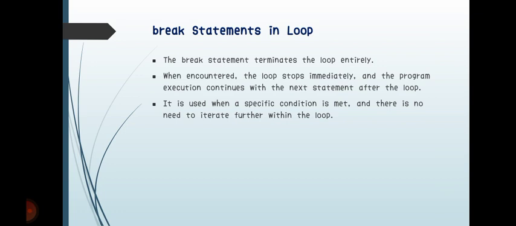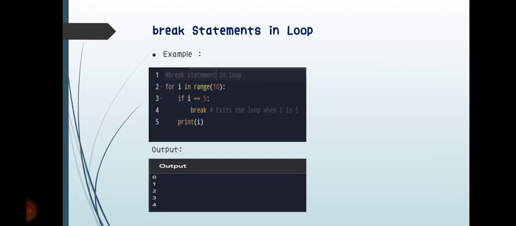It is used where a specific condition is met and there is no need to iterate further within the loop. So basically break is used to terminate at a particular point, and after the break keyword given in the loop, it will not execute the further part, it will just stop at the break statement. We can use break in a program as shown on the screen: for i in range(10). Here the range given is 10, so it has to stop at 10.